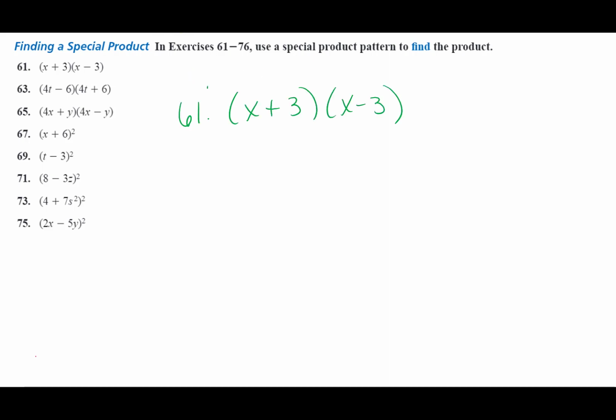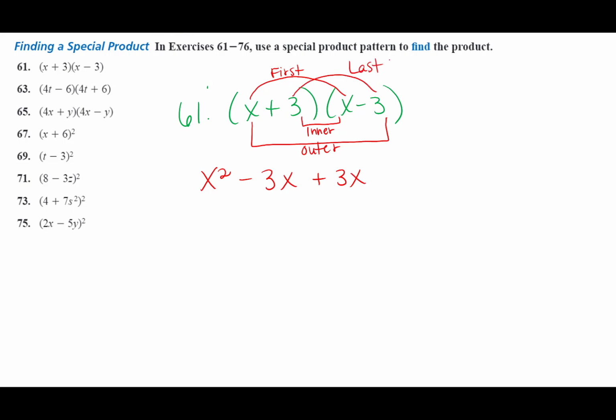61, we'll use the FOIL method to multiply these two binomials. The first thing will be x times x, which is our first term of each binomial. X times x is x squared. Next, we'll multiply our outer terms, which are these far outside ones. That is x times negative 3, which is negative 3x. Then we'll multiply the inner two terms, which is positive 3 times x, which is plus 3x. And then the last terms, which is positive 3 times negative 3, which is negative 9.